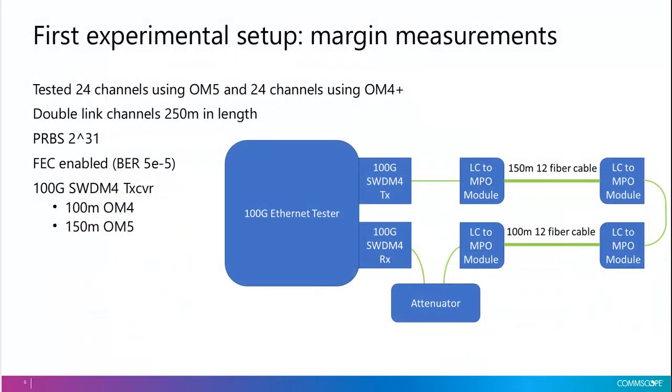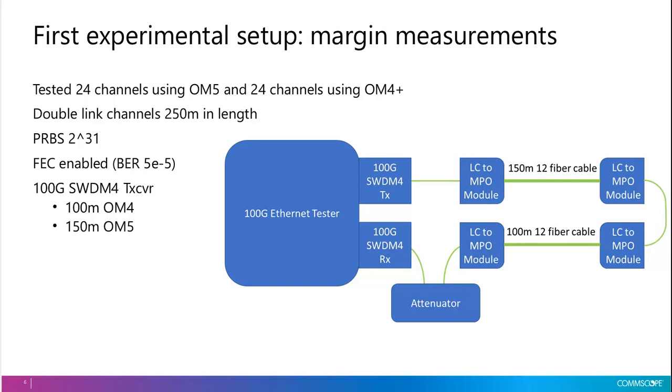The first experiment I'll describe, investigating OM5 and OM4 Plus fibers, is what I call the margin measurements. We constructed and tested 24 different fiber channels using OM5 fiber and 24 using OM4 Plus fiber. These were double-linked channels with a total length of 250 meters, each constructed with a 150-meter trunk cable and a 100-meter trunk cable concatenated together. We had some LC to MPO modules and some patch cords to connect everything.